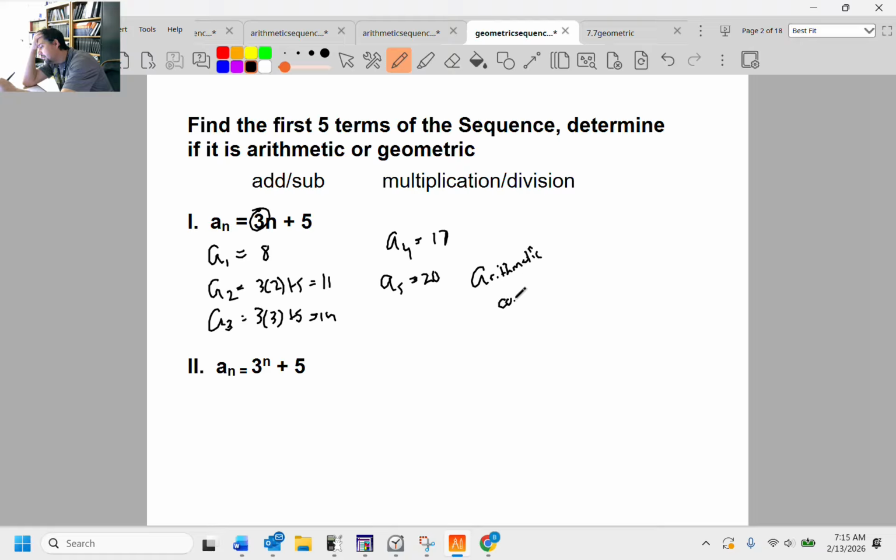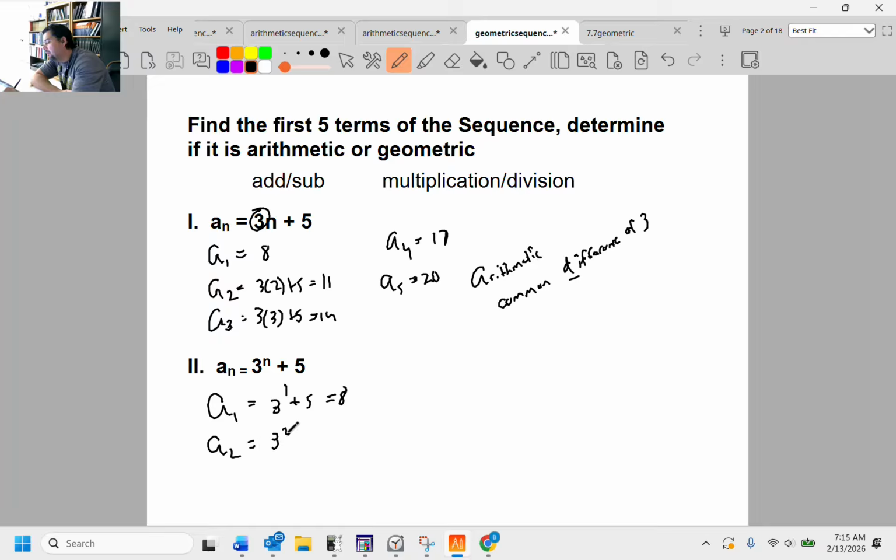It has a common difference of 3. All right, next one. You got to feed it an exponent. Probably geometric. A sub 1 would happen when you plug in 1. And 3 to the first is 3. You add 5, you get 8.